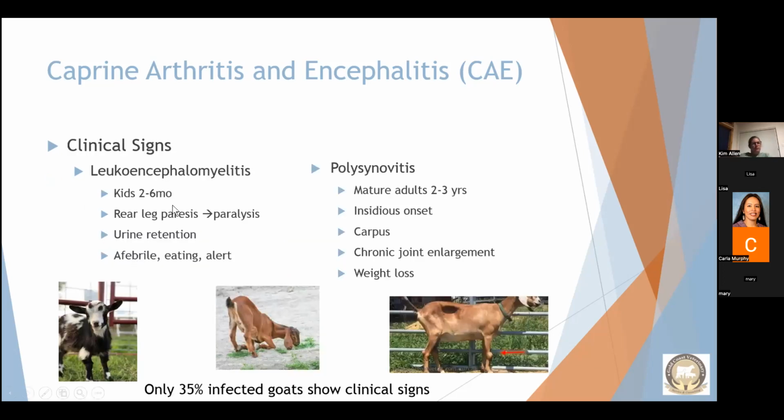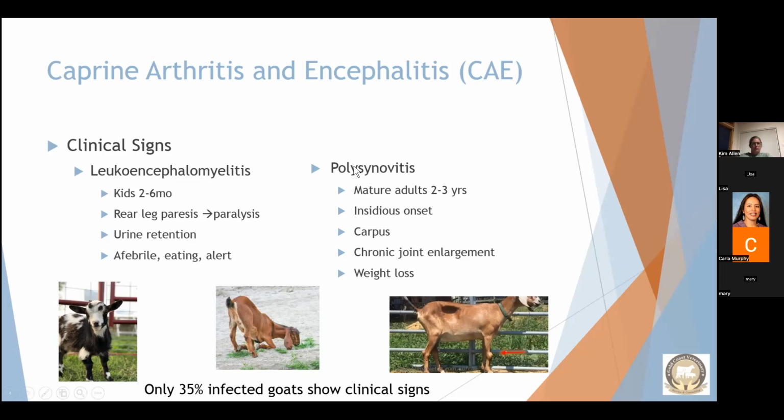The typical signs that we'll see in kids around 2 to 6 months is leukoencephalomyelitis, which we'll typically see as a rear leg paresis or eventually paralysis. They can have urine retention due to that. They may be afebrile, still eating and alert, but just having those signs in their rear legs.